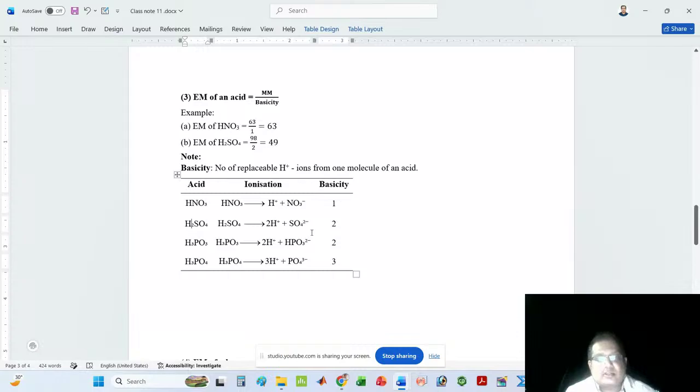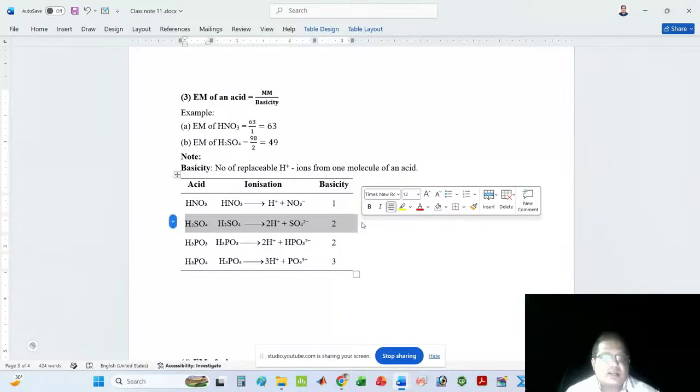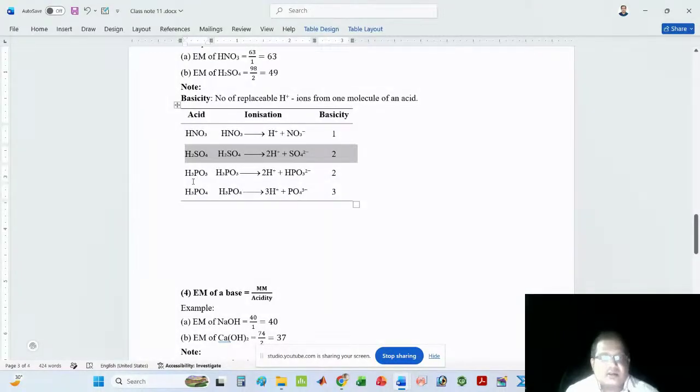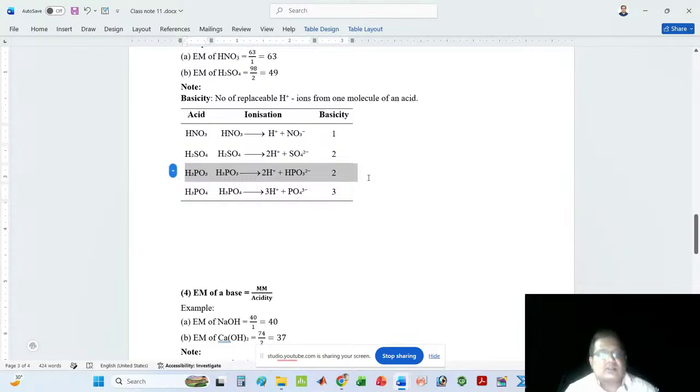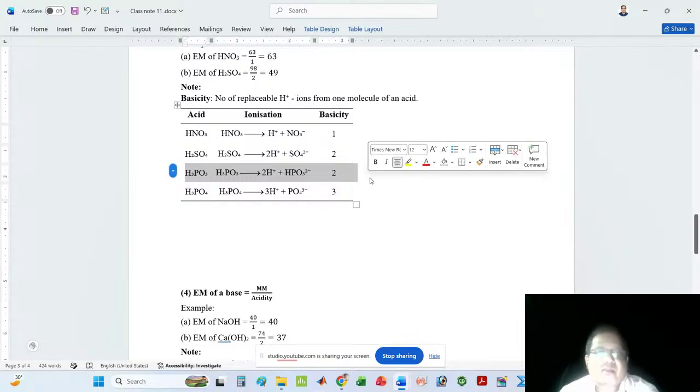and SO4 2 minus ion. Since here the number of H plus ions is 2, the basicity is 2. Think about H3PO3. When H3PO3 undergoes dissociation, it gives you 2H plus and HPO3 2 minus. Since here 2H plus are replaced, the basicity of H3PO3 is 2.